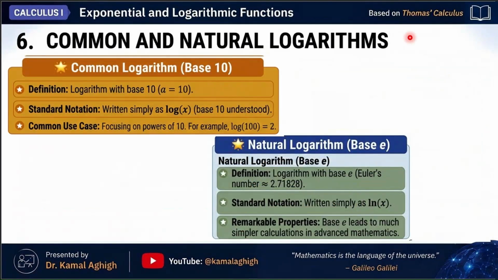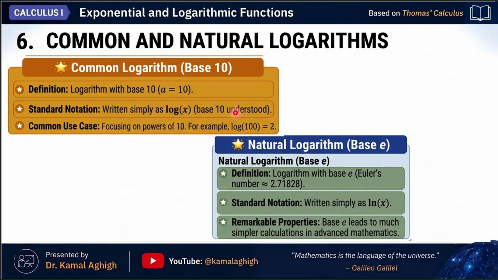Although a logarithm may have any positive base except one, two particular bases are used much more frequently than all the others. The first is base 10, called the common logarithm. Instead of writing the base every time, mathematicians usually write simply log of x, where the base 10 is understood.